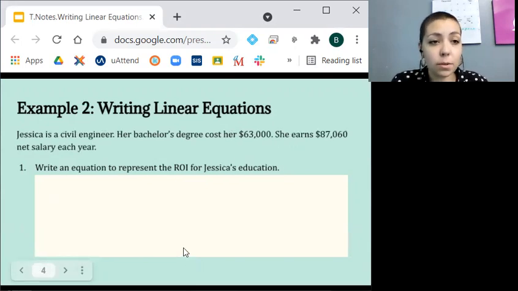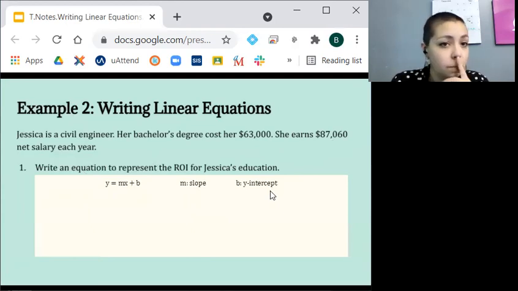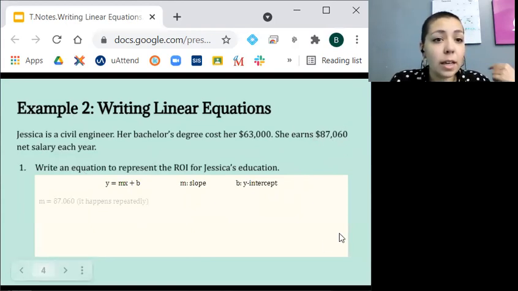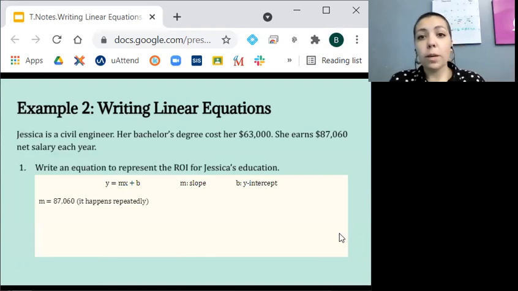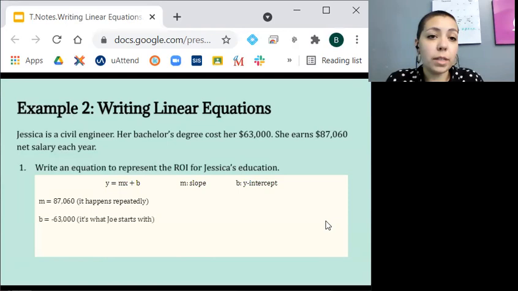For our second example here, we have Jessica, who is a civil engineer. Her bachelor's degree cost her $63,000, and she earns $87,060 net salary each year. We're going to write an equation, so same thing, y equals mx plus b, m is our slope, b is our y-intercept. In this situation, what is repeating? What's repeating is her net salary, $87,060, and the y-intercept, our starting point, is going to be negative 63,000. Make sure that it's negative because it's costing her money.